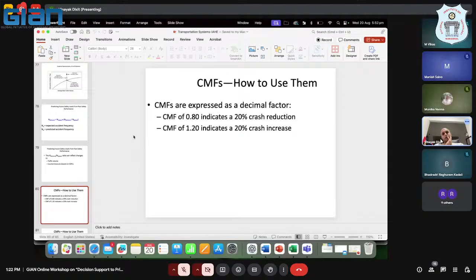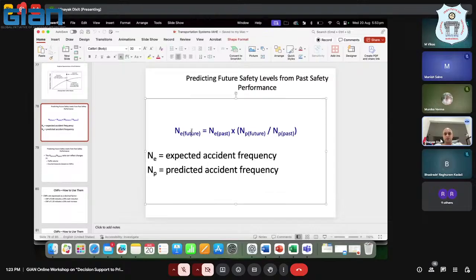So now how can you use them? CMFs are expressed in terms of decimal factors. A CMF of 0.80 means there's a 20% reduction in crashes. A CMF of 1.20 means the crashes have increased by 20%. And how do I use this? The moment I put in a crash modification factor and I'm able to get the numbers, I get my expected numbers in the future.